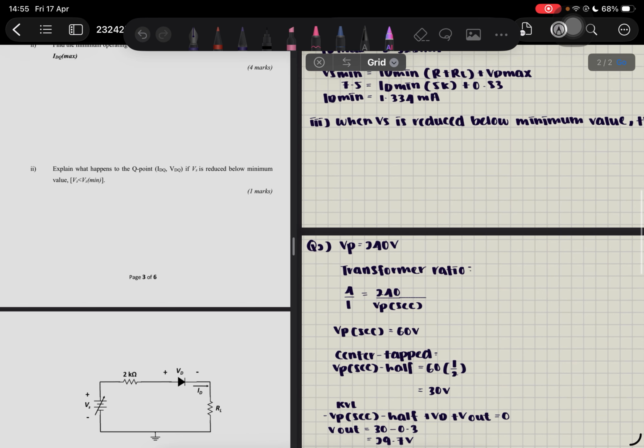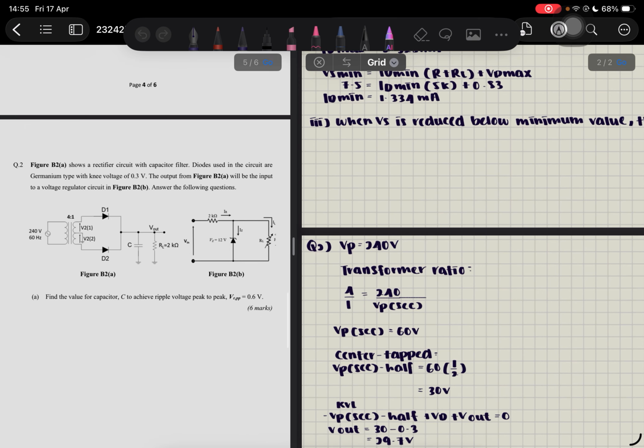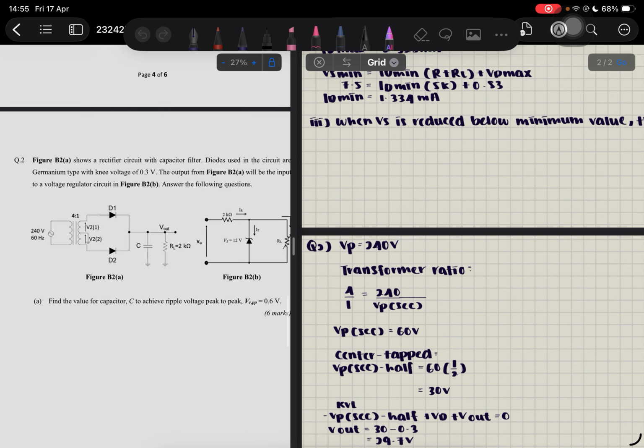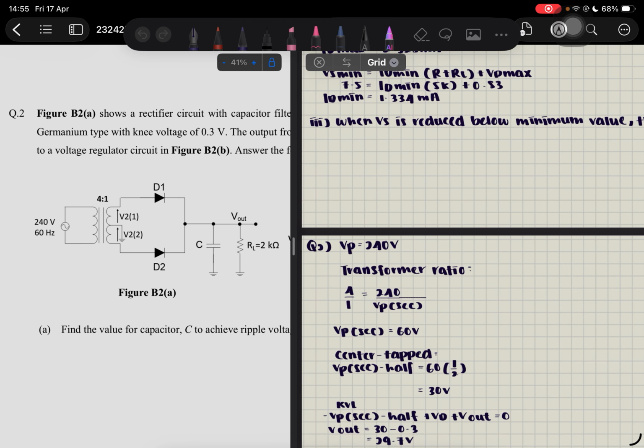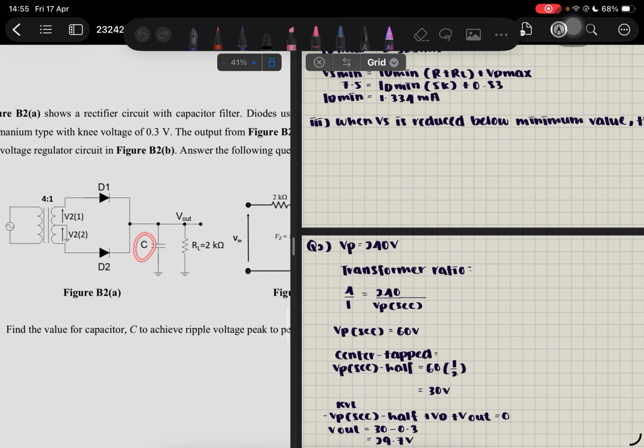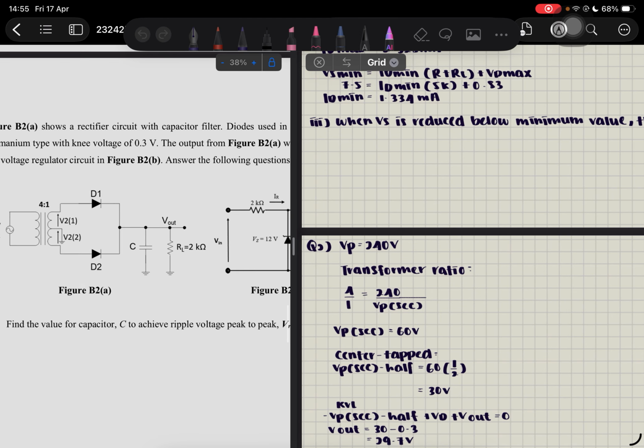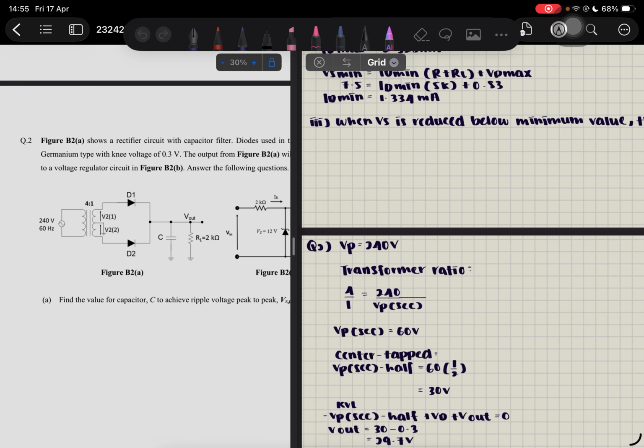Okay. Now for question number 2, from figure B2, we can see this is the transformer, right? So here is a VP for primary voltage, right? Now we want to find the voltage here and to find the capacitance that can achieve the peak to peak voltage for ripple.